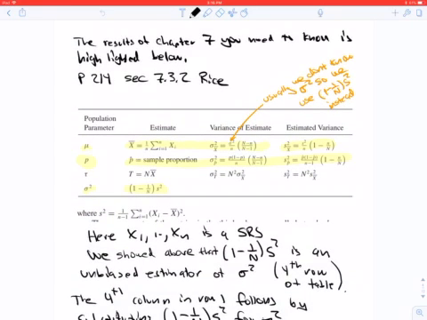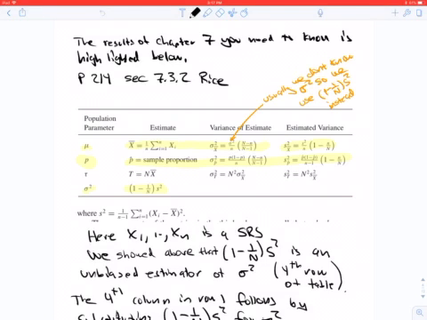So the key results of Chapter 7 that you need to know are highlighted in this table on page 214. We're certainly not covering everything in Chapter 7, but this is what you need to know. So the first row is where we have a population parameter of mu. Our unbiased estimate is x bar, and the variance of x bar is sigma squared over n, times (N minus n) over (N minus 1), where capital N is the population size. So clearly we're assuming here that we have an SRS.